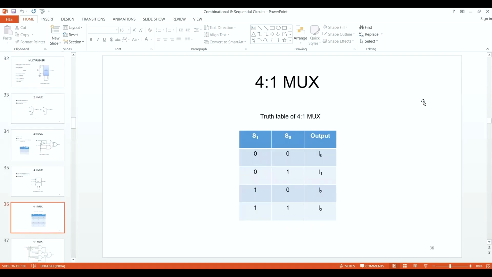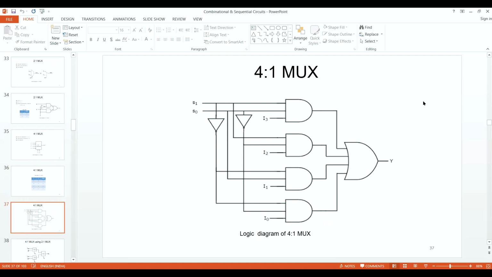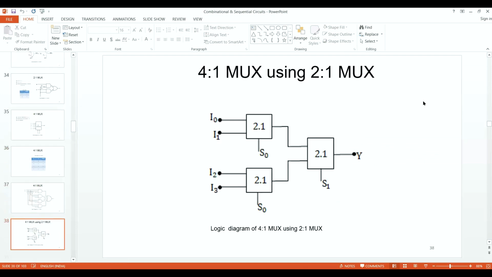You can see when I get the first output, I0, the relationship is S1 bar S0 bar. When I move to the second output, it would be S1 bar S0. Then the third output I2 is S1 S0 bar. When I talk about the fourth output, it is S1 S0. So you can see because 4 inputs are there, 4 AND gates would be there. Don't count these NOT gates because these NOT gates are for the select lines, and 1 output would be there, so 1 OR gate would be there.